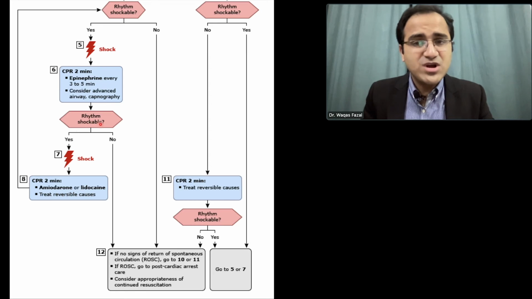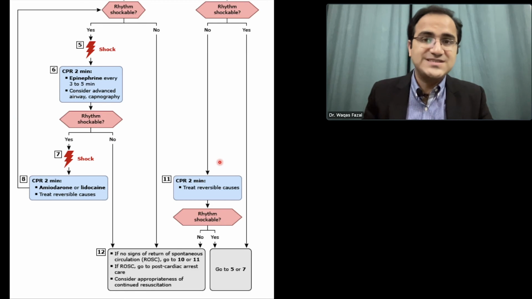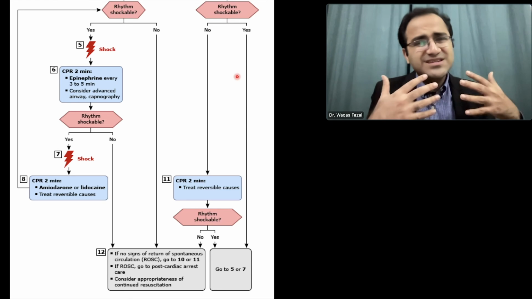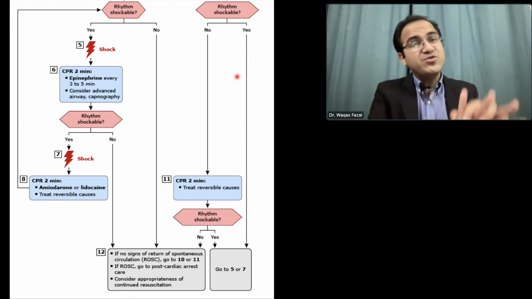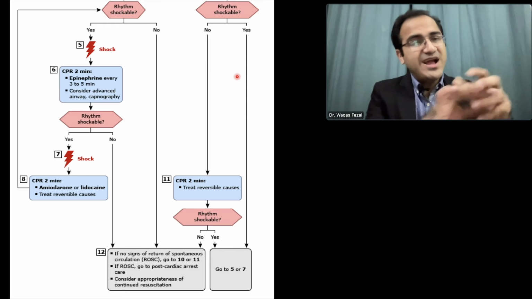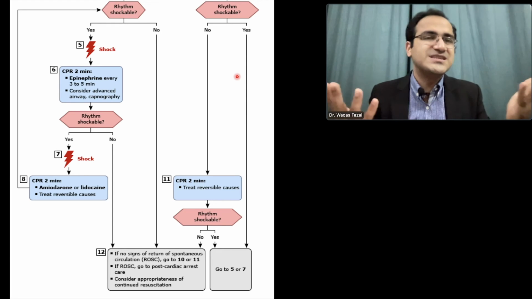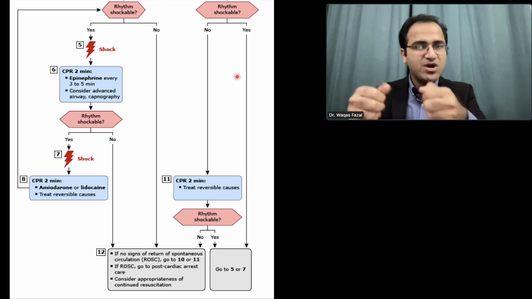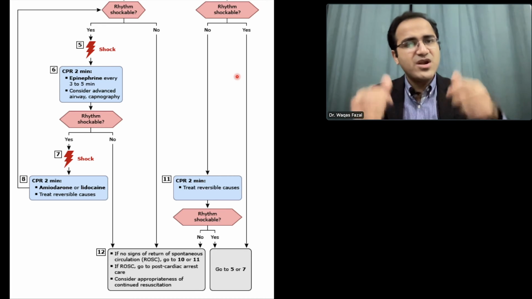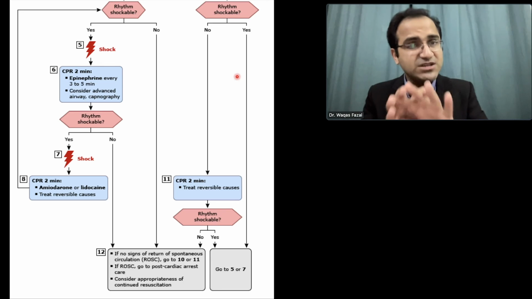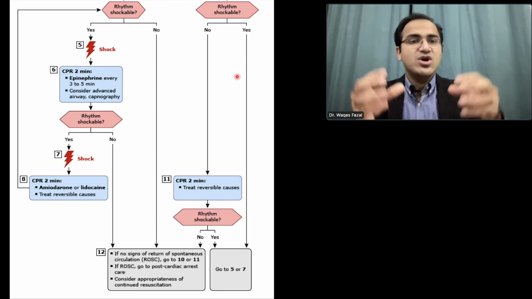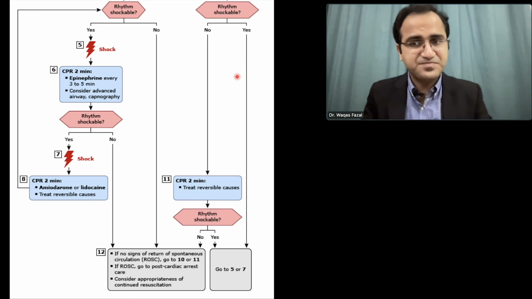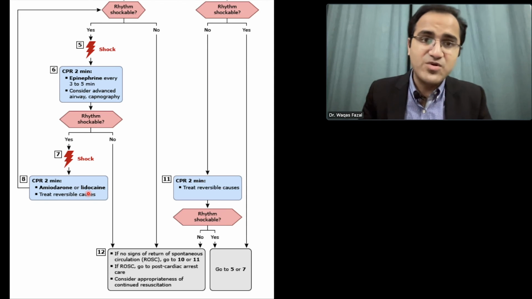If the rhythm is not shockable, you move on to the other side of ACLS, where the rhythm is non-shockable. In the non-shockable rhythms, the only thing that you can do is give CPR and give epinephrine. There is nothing else that you can do on the non-shockable side. On the shockable side, you shock, you check, you continue CPR, you give epinephrine, you check the rhythm. If it is still shockable, you again shock the patient, and then you give amiodarone or lidocaine.